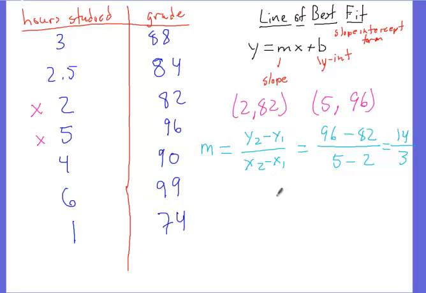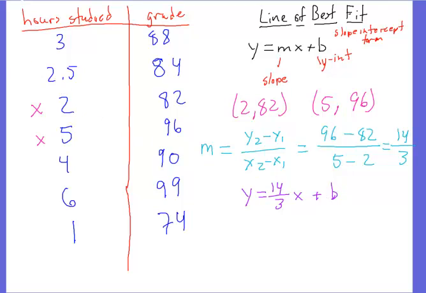Whenever you find something, write your equation with what we know so we can still see what we have to find. So our equation is going to be y equals 14 thirds x plus b. To get the equation of a line in slope-intercept form, we need a slope and a y-intercept. We found the slope, we still have to find our b.